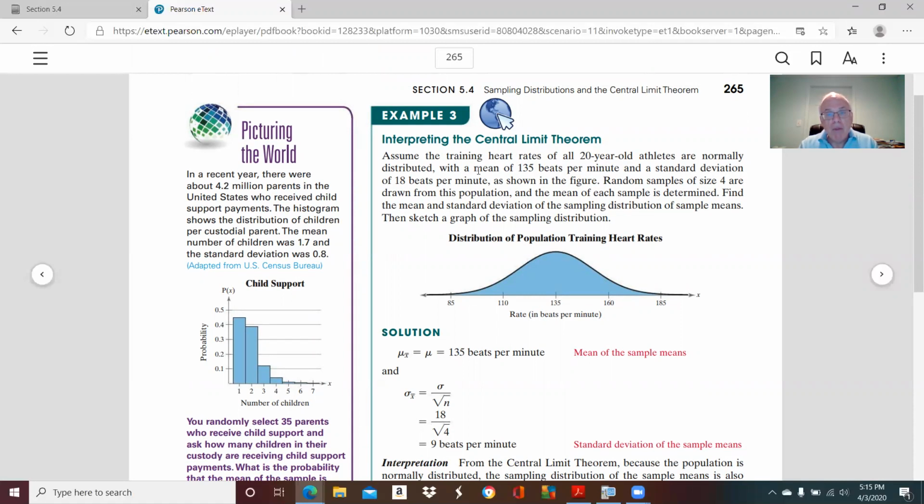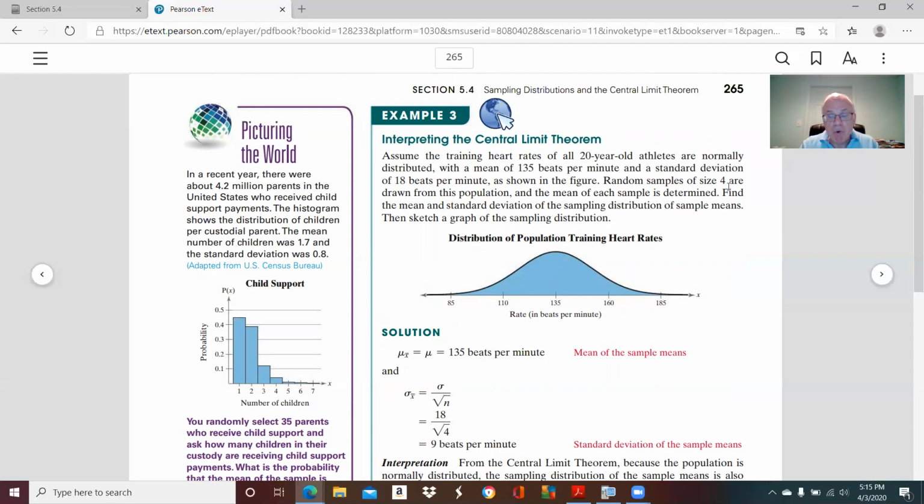All right, anyway, the mean of the population is 135 beats per minute. That's the training heart rate for 20-year-old athletes. And so that's mu. And sigma, the population standard deviation, is 18 beats per minute. And this is what the population distribution looks like, 135 in the middle here. All right, so this is the population curve, and we'll assume that the sampling distribution is also normal.